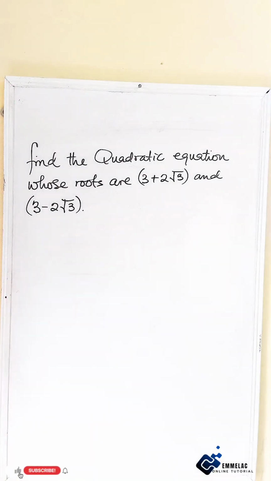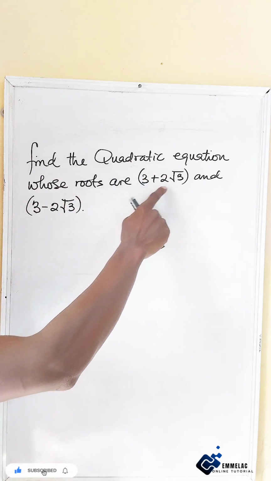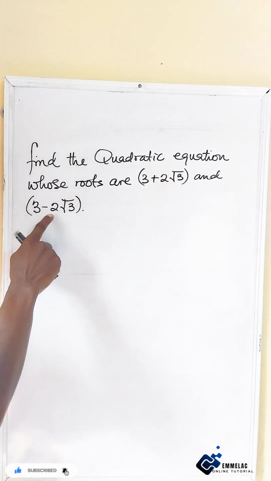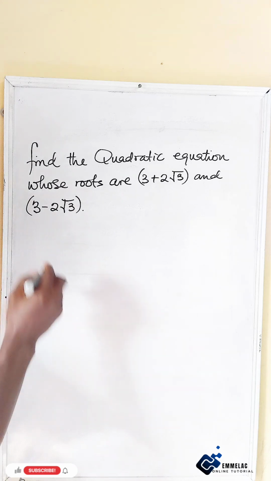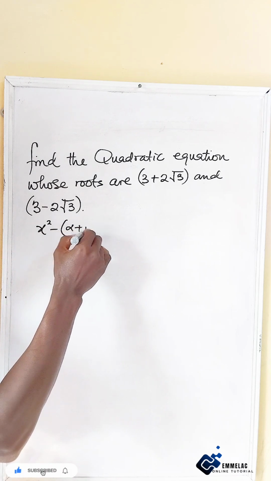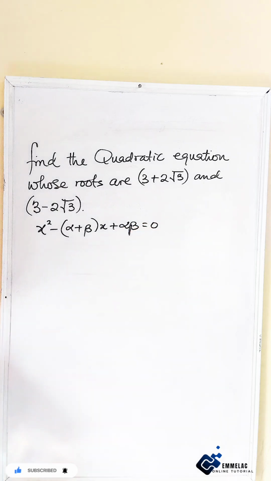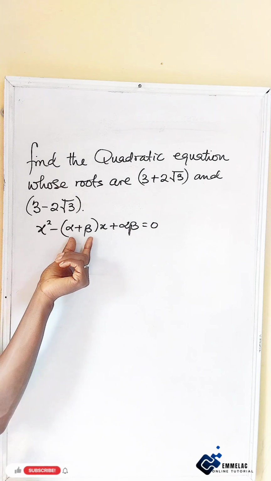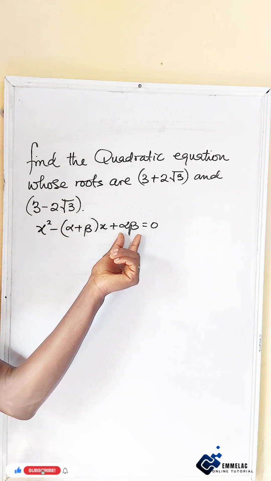Now let us consider this question. Find the quadratic equation whose roots are 3 plus 2 root 3 and 3 minus 2 root 3. Now let us recall that a quadratic equation with roots alpha and beta takes this form: x squared minus (alpha plus beta)x plus alpha beta equals 0. It implies that the sum of the two roots is here and the product of the roots is here.